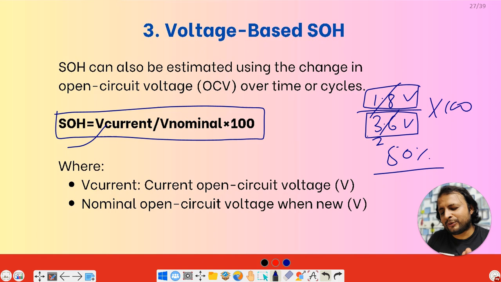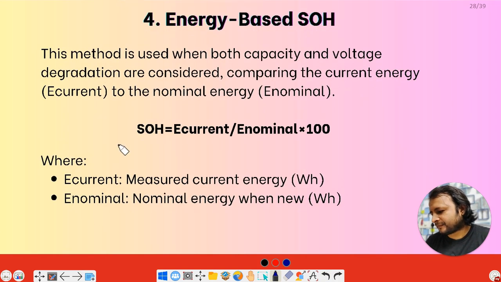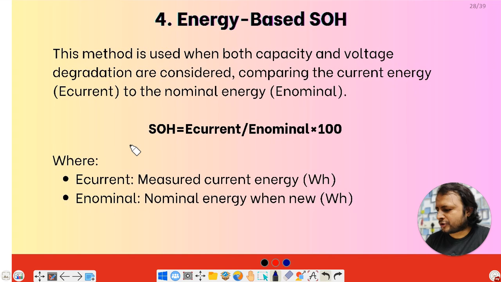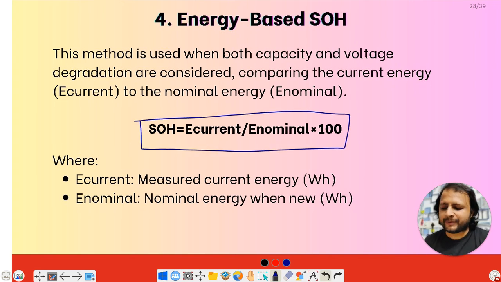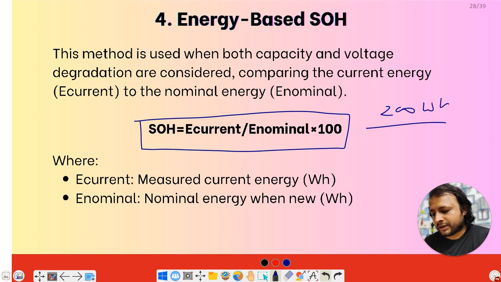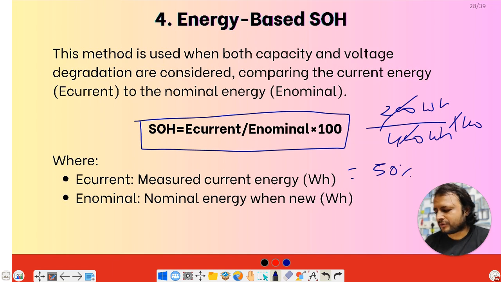Which is better for you, you can use, right? Go for the next slide. Energy based: this is again energy of current divided by energy nominal multiplied by 100. If the current energy has decreased, suppose 200, I am taking a watt hour battery pack, and the nominal was suppose 400 watt hour, multiplied by 100. So 2 by 4 is 0.5, so it is 50% of SOH. I think I made it clear for you.